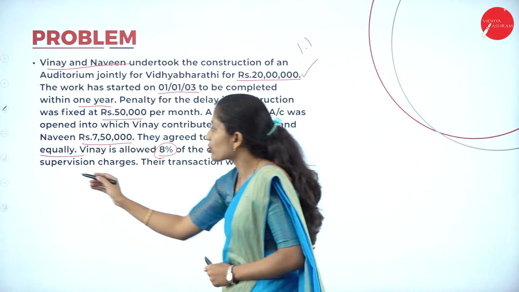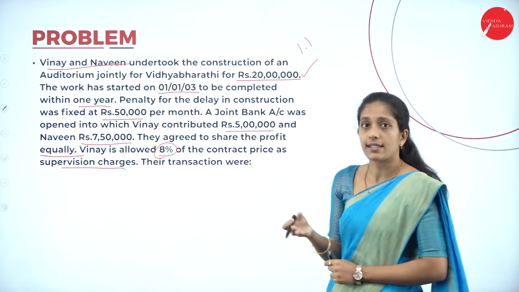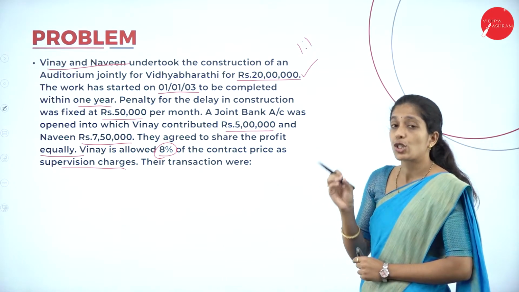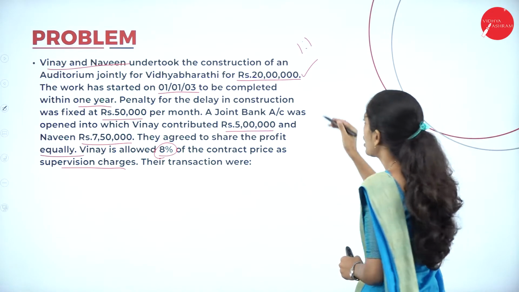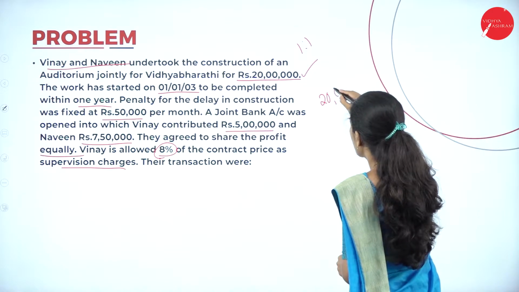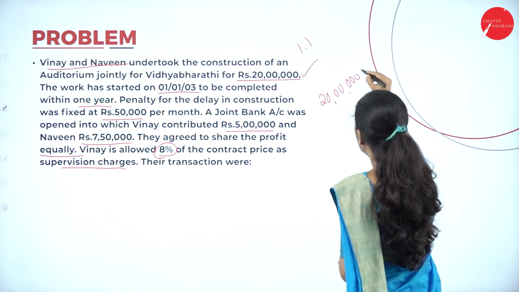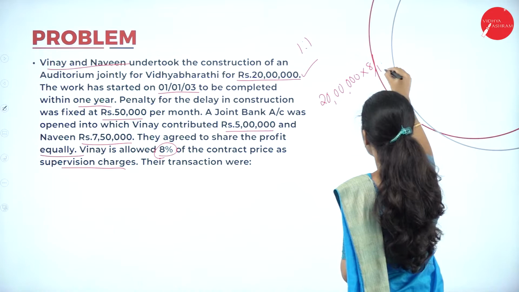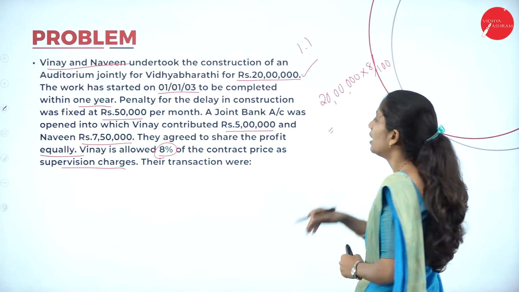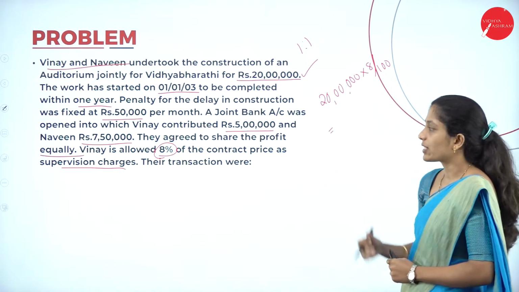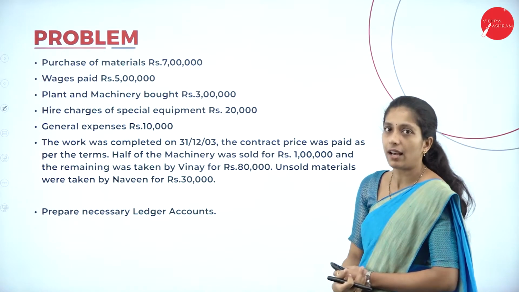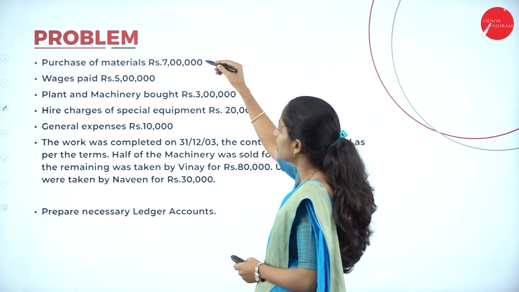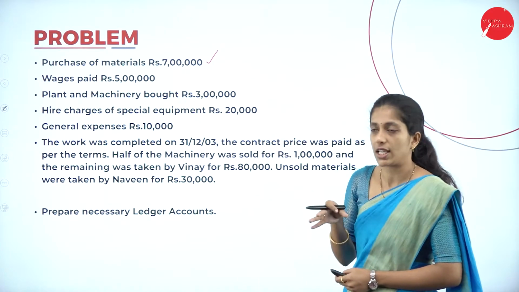Next, Vinay is allowed 8% of the contract price as supervision charges. Now, Vinay is going to supervise the work, for which he is given supervision charges. So what is the supervision charges? 8% of the contract price. That is, contract price is how much? 20 lakh into 8 divided by 100. 8%, so it will be how much? That is the supervision charges. Their transactions were, let us see what expenses they have incurred. Purchase of material, so it is incurred by the joint venture, right?